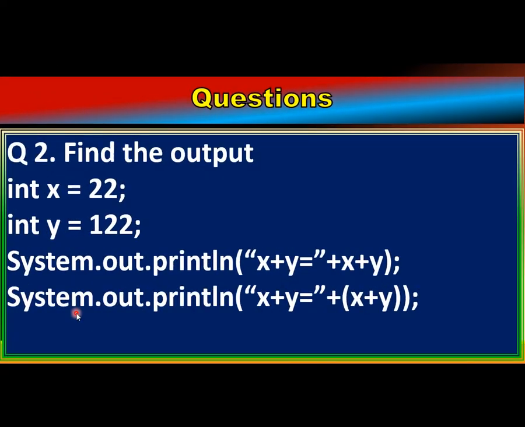Now come to the second question, related to the previous one. int x equal to 22, int y equal to 122. Now System.out.println(x plus y equals to plus x plus y). Here within the bracket x plus y.